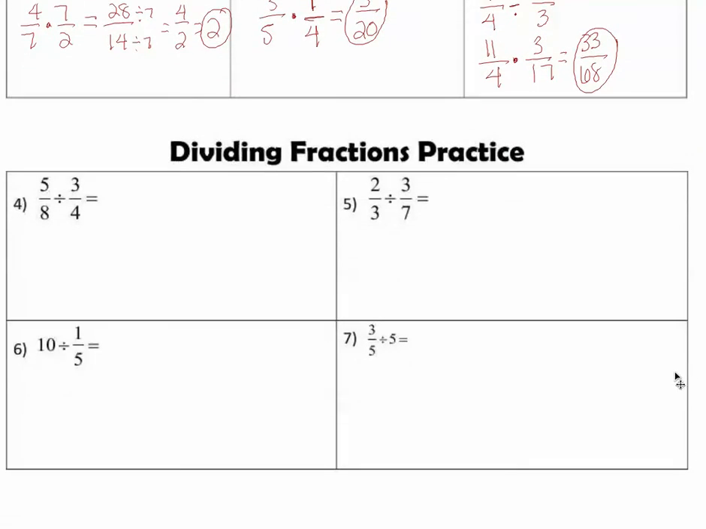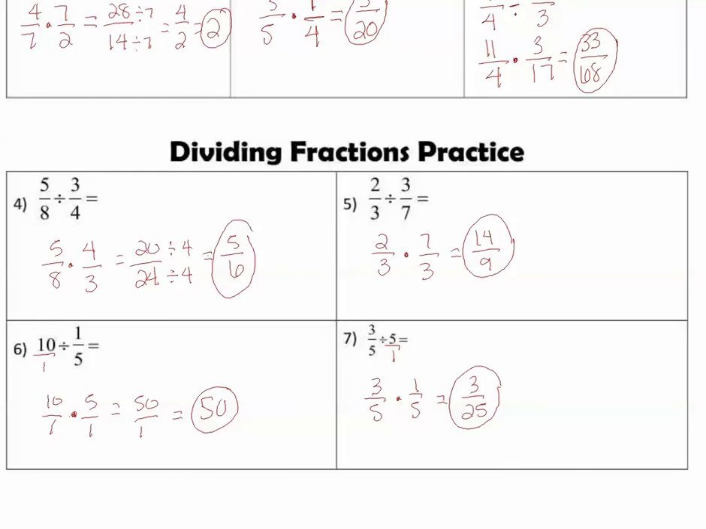Now try 4, 5, 6, and 7. Check your answers with the following problems. Note that if they are improper and reduced, you can leave it in improper format. Remember, if it has a 1 in the denominator, just write it as the whole number of 50, or whatever the numerator is. And on number 4, make sure you do reduce. Ask your teacher if you do have any questions.